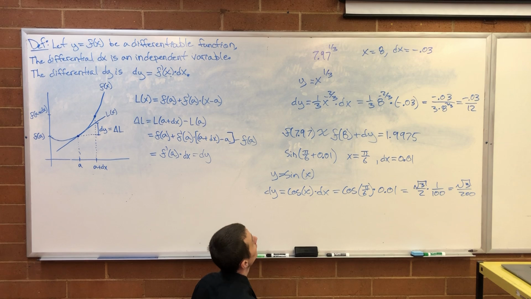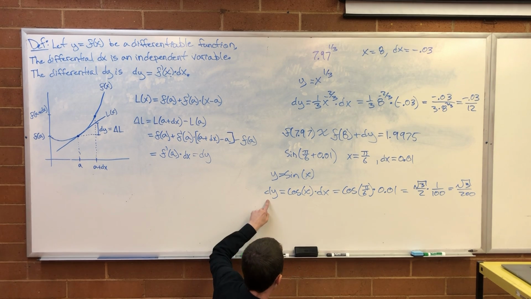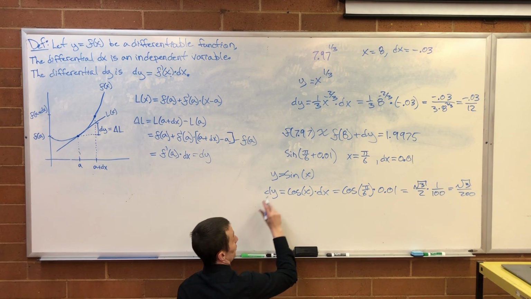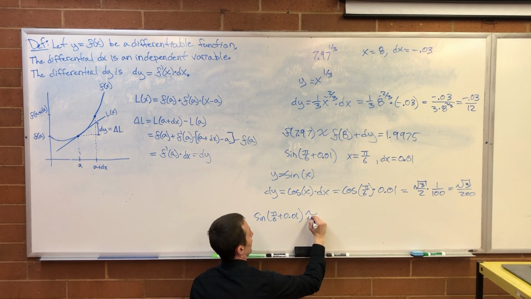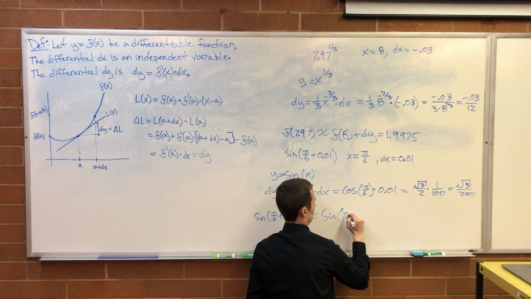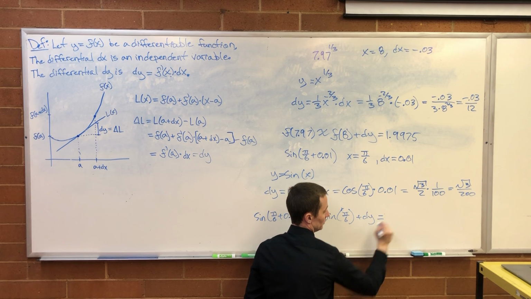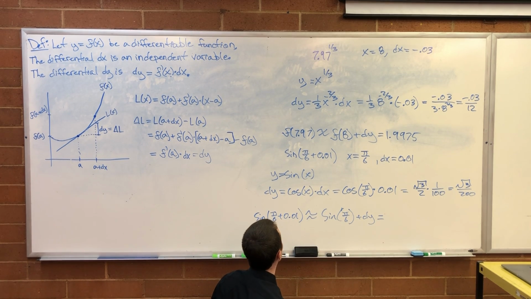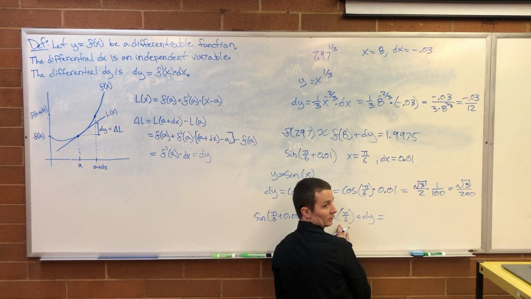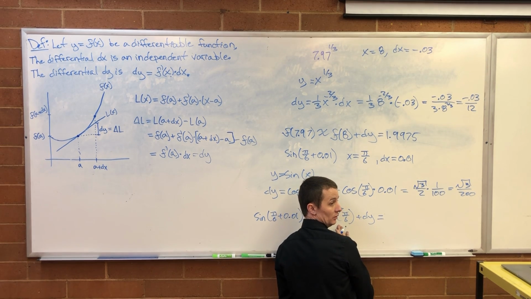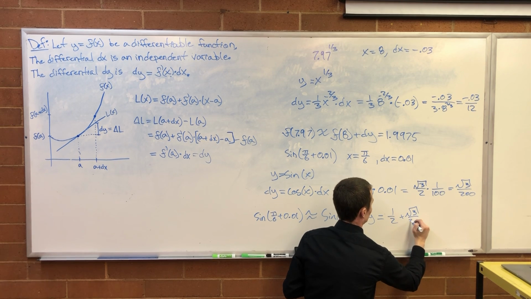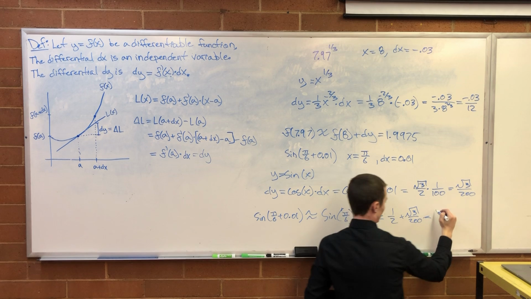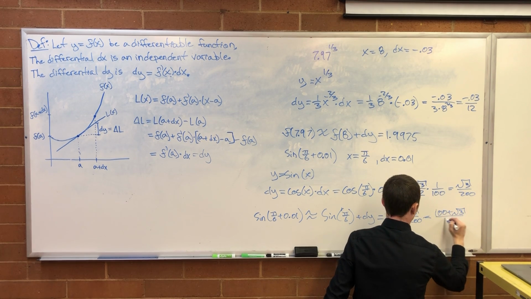Okay, so now that's our dy. So our value, sine at pi/6 plus 0.01, can be approximated by sine of pi/6 plus dy. So this is going to be, what's sine of pi/6? It is 1/2. 1/2 plus root 3 over 200, which is equal to, if we want a common denominator, 100 plus root 3 over 200.